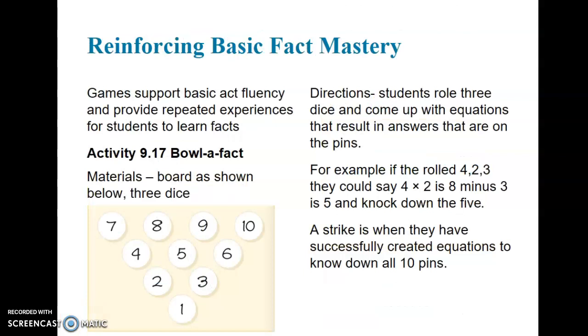Games are fun to play over and over again and therefore are an excellent way to provide repeated experiences for students to learn their facts. Playing games that infuse reasoning strategies helps students be flexible, select different strategies, decide which strategy is most appropriate for the given problem, and become more efficient and accurate in finding the answer. Games also increase student involvement, encourage student-to-student interaction, and improve communication, all of which are related to improving academic achievement.